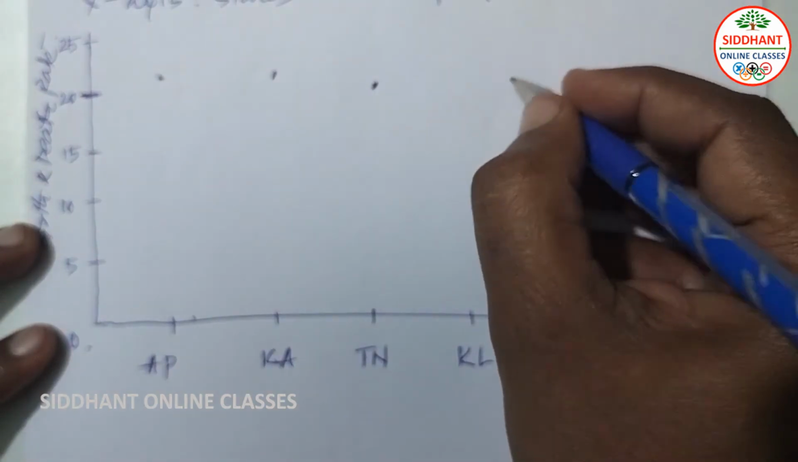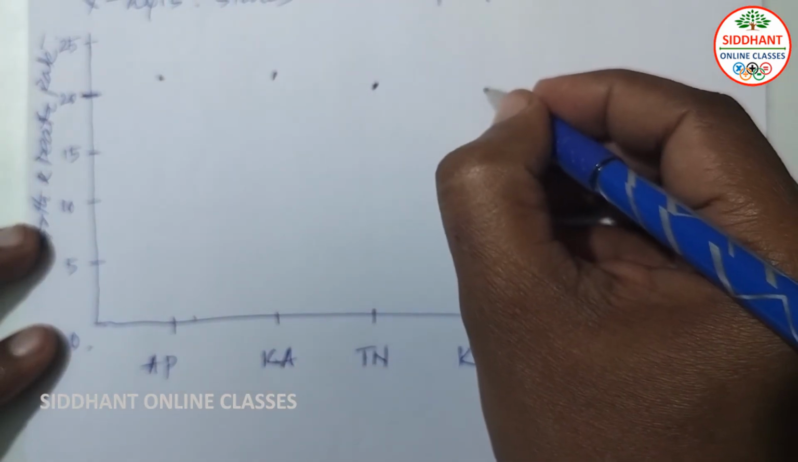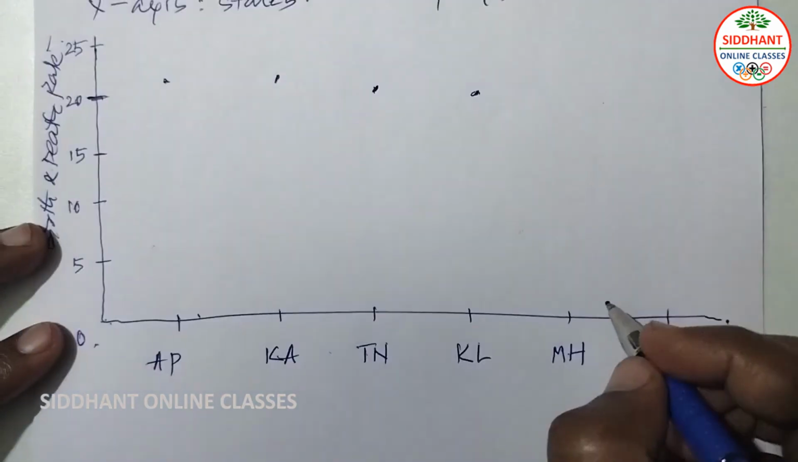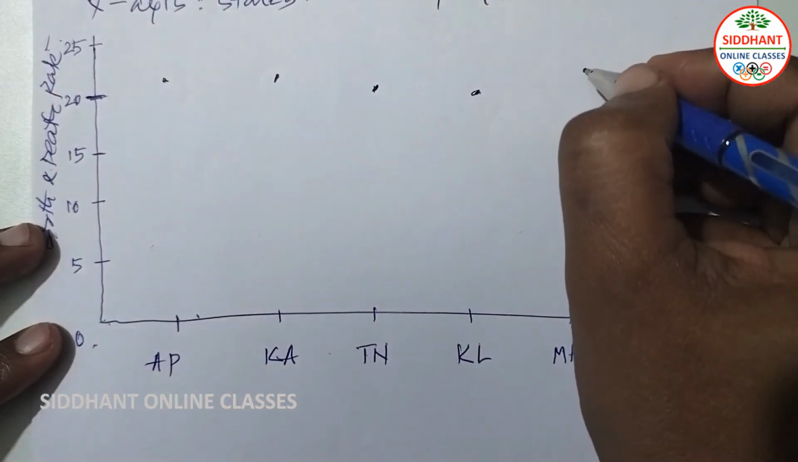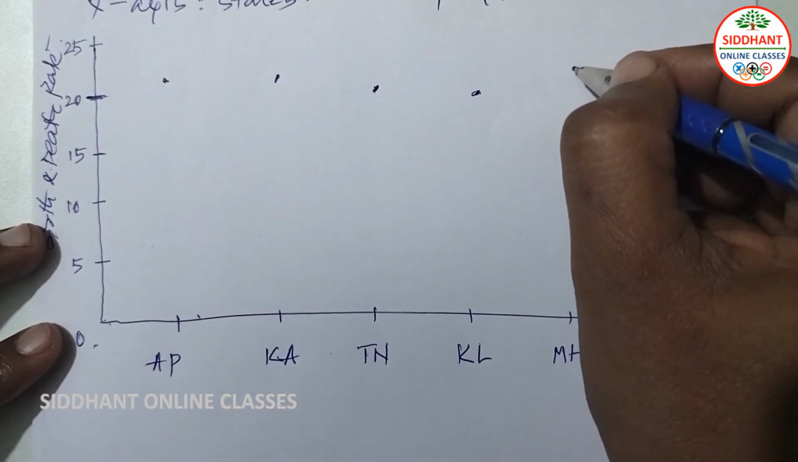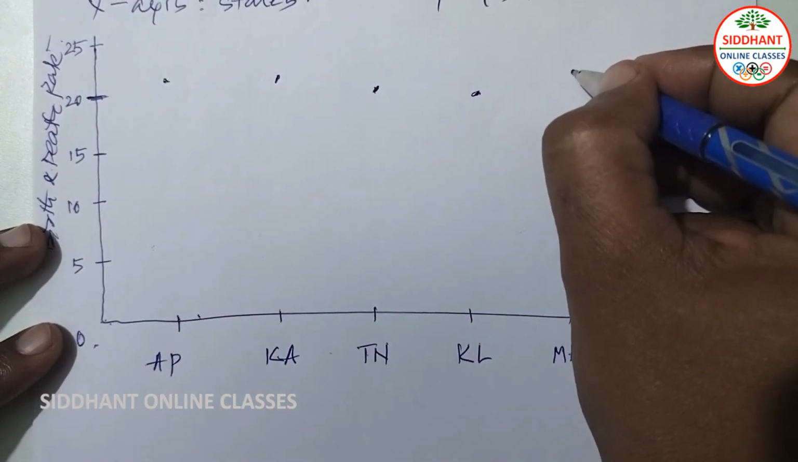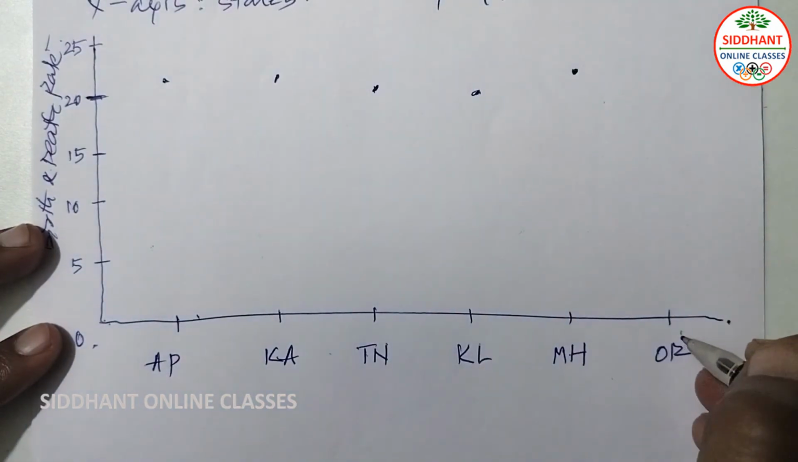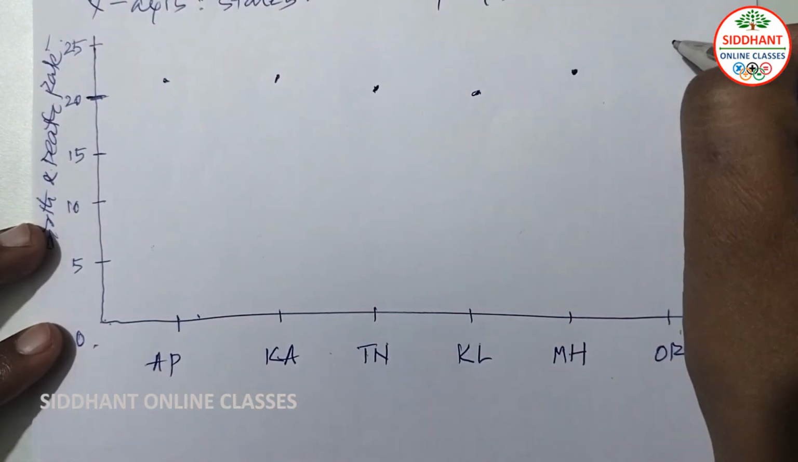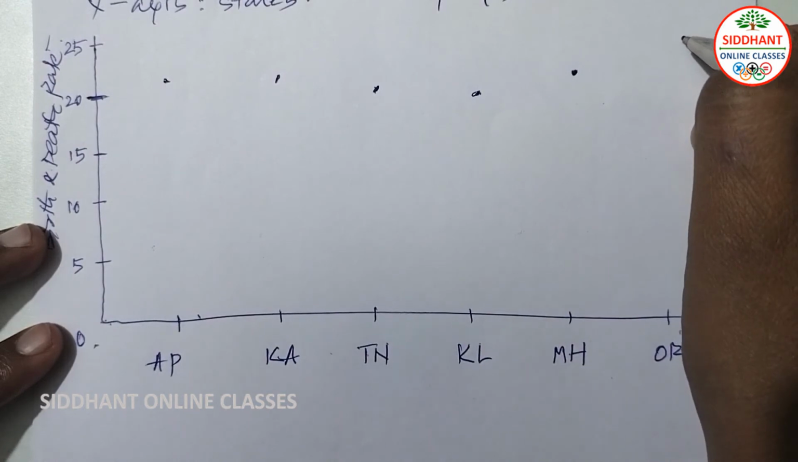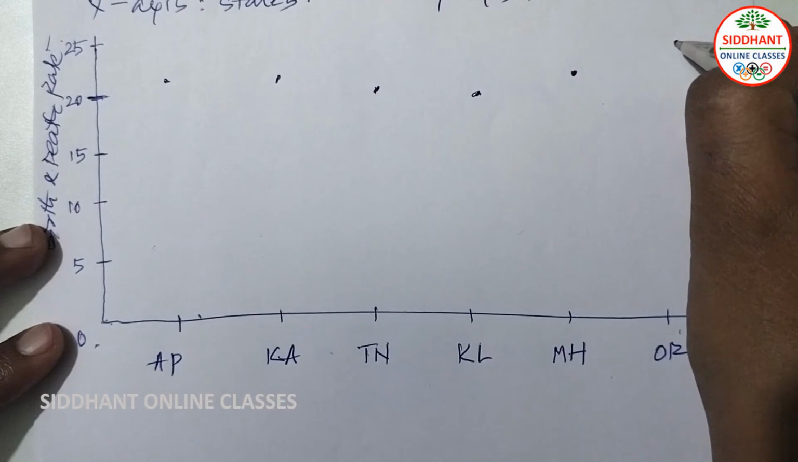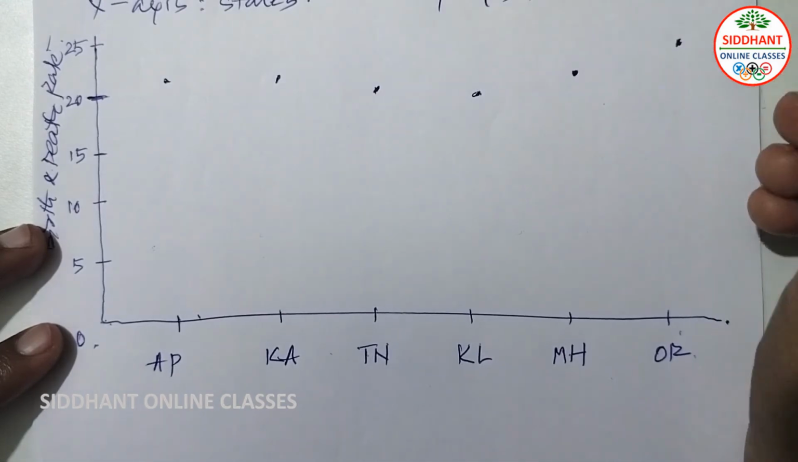Kerala we are going to see 18. So 19 below, 20 below, that means 18 here. Maharashtra we are going to keep 21, so around 20 above we are going to keep. Next Orissa we are going to see 24. That means we are going to keep here at 25 below 24.